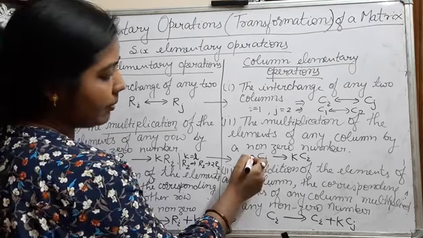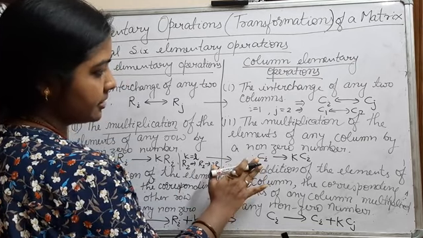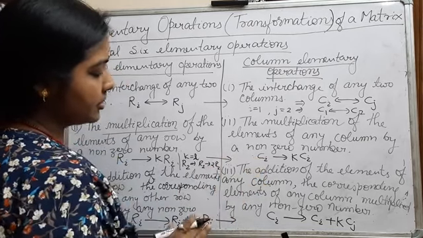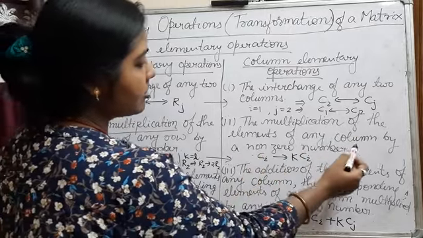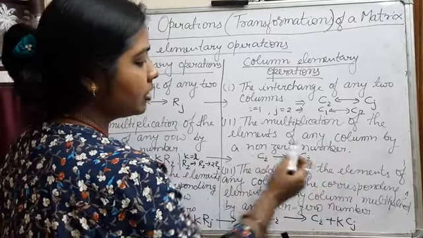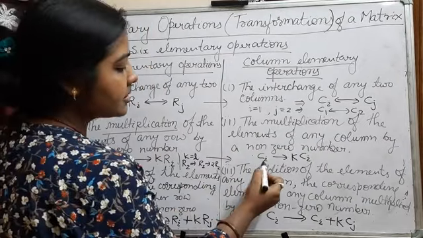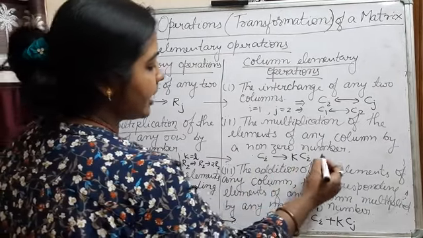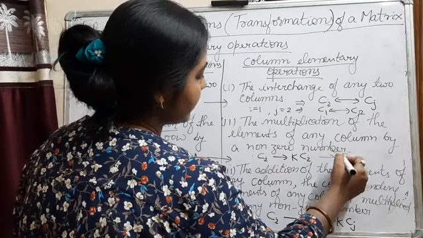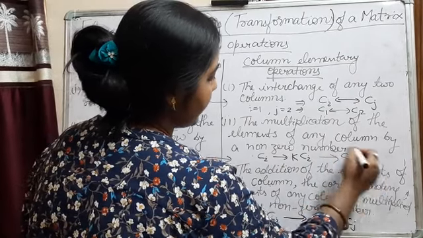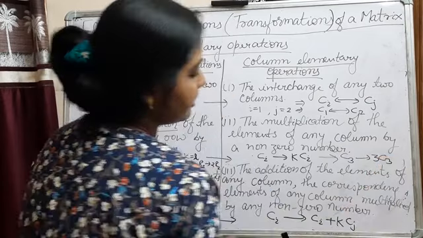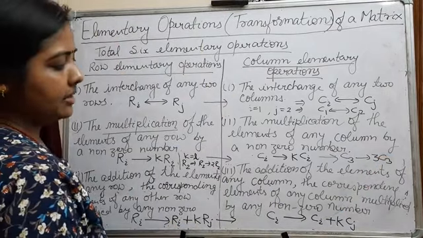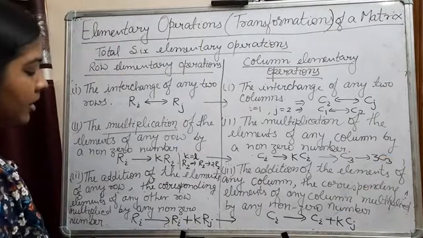Similarly, the second column elementary operation follows the same pattern, but in columns we use the multiplication of the elements of any column by a non-zero number. So this is Ci tends to kCi. If I take C3 and k equals 3, we can write it as C3 tends to 3C3. We can write like that for finding the inverse.